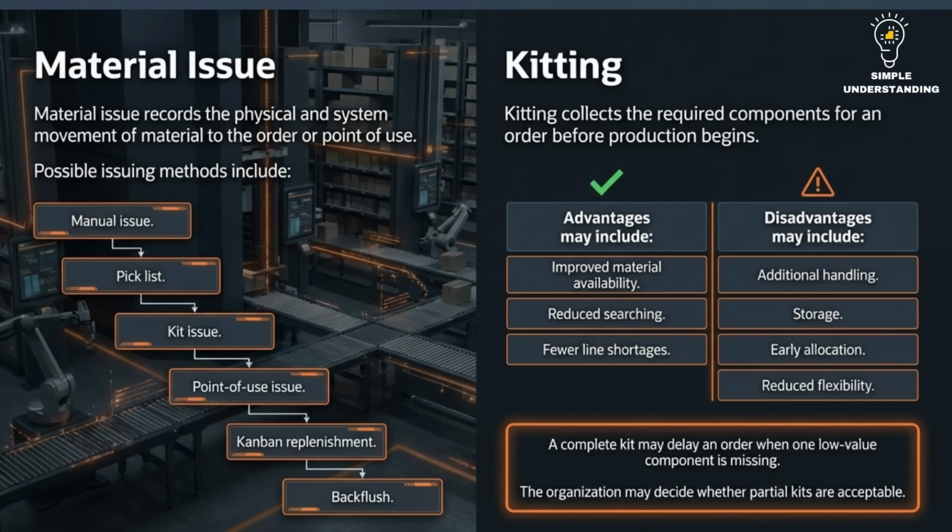Kitting collects the required components for an order before production begins. Advantages may include improved material availability, reduced searching, fewer line shortages. Disadvantages may include additional handling, storage, early allocation, reduced flexibility. A complete kit may delay an order when one low-value component is missing. The organization may decide whether partial kits are acceptable.